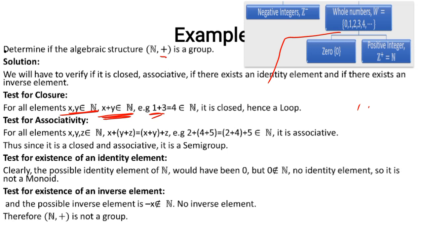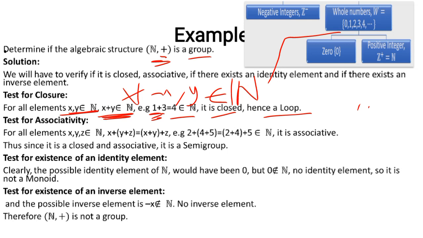If I add 1 plus 3, it will be 4. Is 4 not in the set of natural numbers? And guess what? It is true for all x, y in my set of natural numbers. So if it is so, it means that it is closed, and hence it is a loop. So we've succeeded in showing that this structure is a loop. But our target is to show it is a group, not a loop.